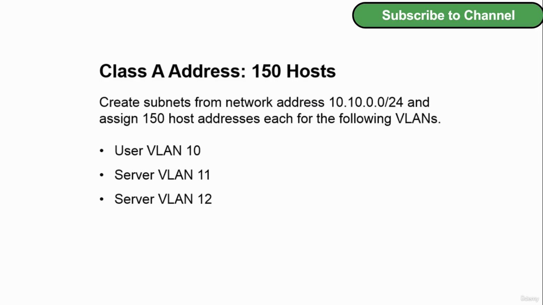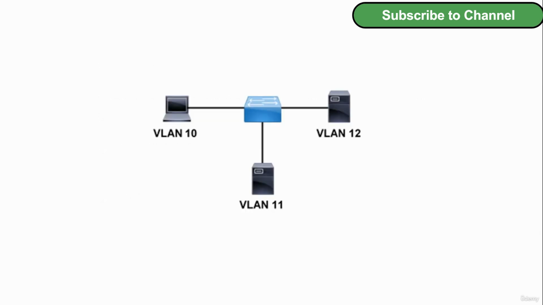This is my third and last example from Class A addressing. In this example I want to do 150 hosts. So I want to create subnets from network address 10.10.0.0 and assign 150 host addresses to each of the VLANs. So in this case I've got a user VLAN and I've got 2 server VLANs. So 150 hosts per each. So a lot of servers, probably a server farm. So there's VLAN 10, that's the user VLAN with a bunch of desktops. And these are the 2 server VLANs with a lot of servers, a bunch of web servers, for example, and they're connected to a layer 2 switch.